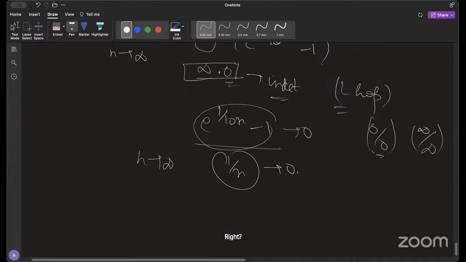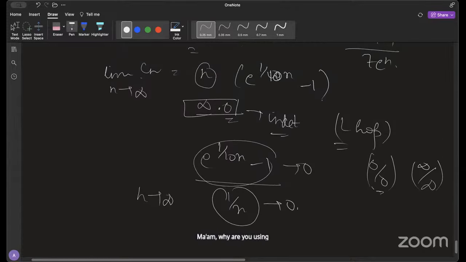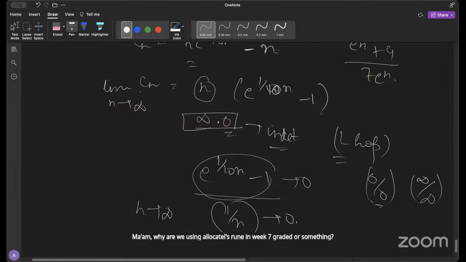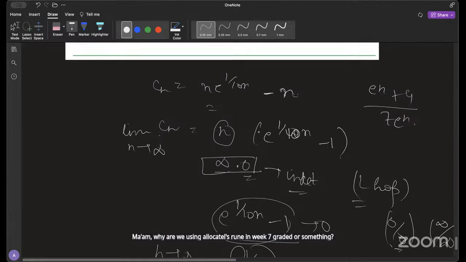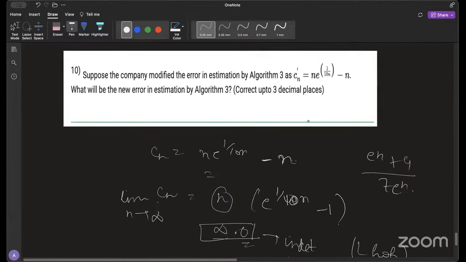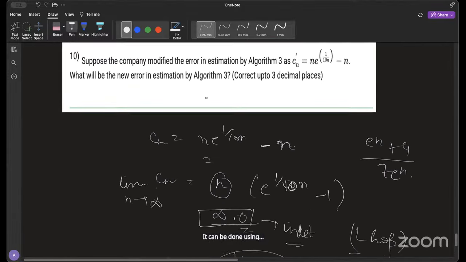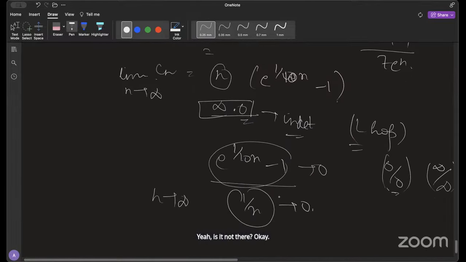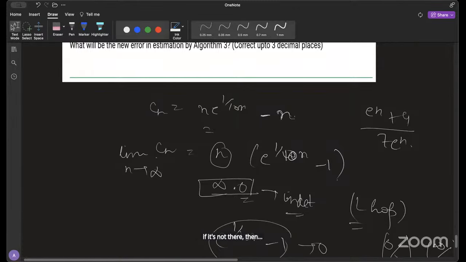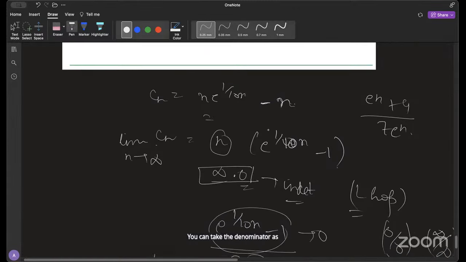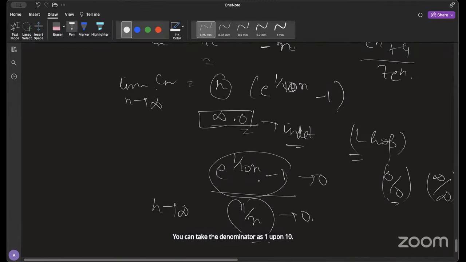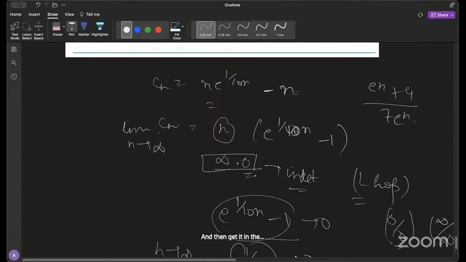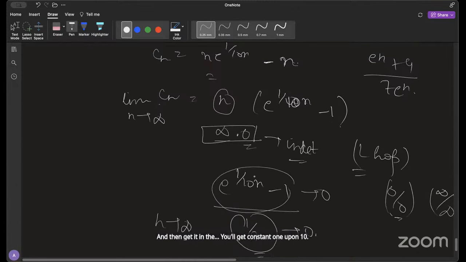Ma'am, why are we using L'Hopital's rule in the week 7 graded assignment? The rule can be done from week 8, right? Is it not there? Okay. If it's not there, then you can take the denominator as 1 upon 10 and we'll get the constant 1 upon 10. It will be 0.1.